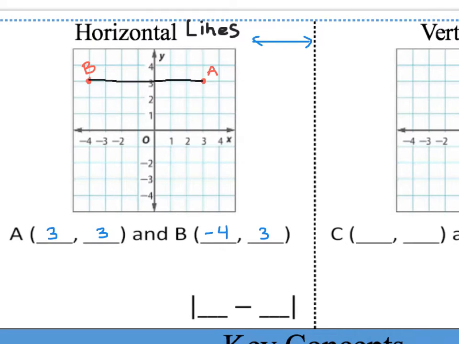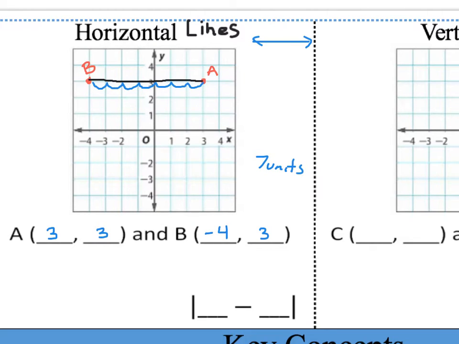Now let's figure out the distance between point A and point B. One method is you can count the number of boxes it takes to get from point A to point B. So here's 1, 2, 3, 4, 5, 6, 7. So I can say that the distance from point A to point B is 7 units long.